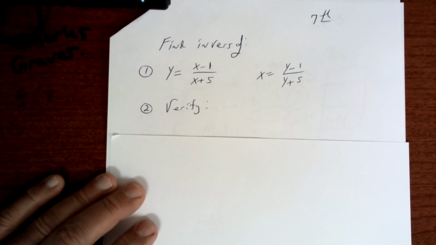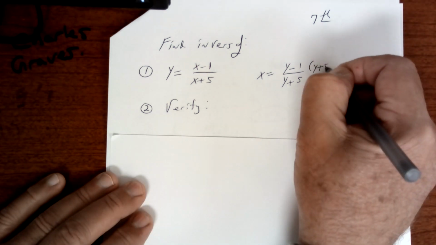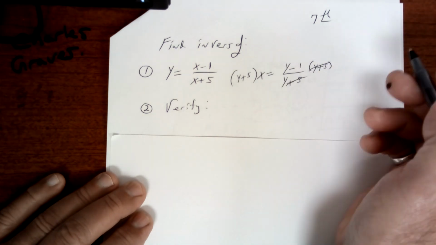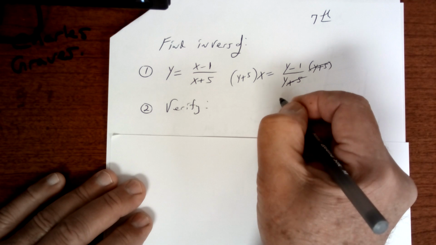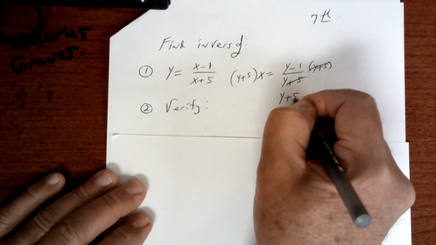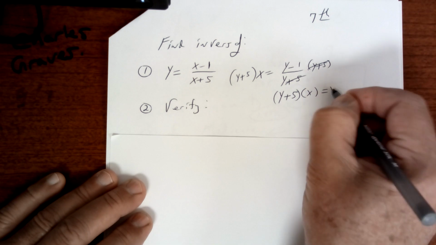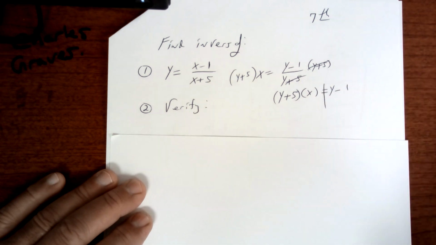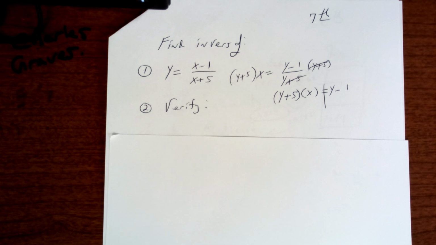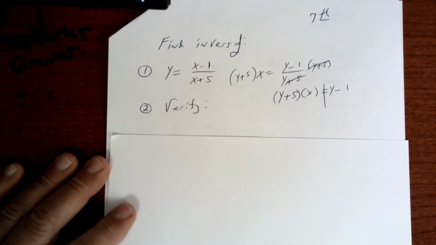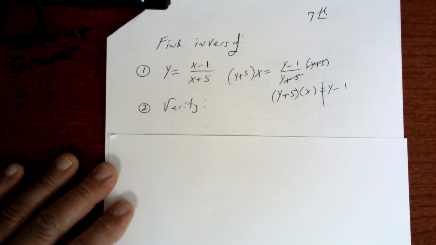What you could do is multiply both sides by y plus 1. When you do that, things cancel. So you're going to get (y plus 5) times x is equal to y minus 1, like that. Okay? So now what you want to do is, I guess you could distribute that x. Not really wanting to do that, but let's see what happens.